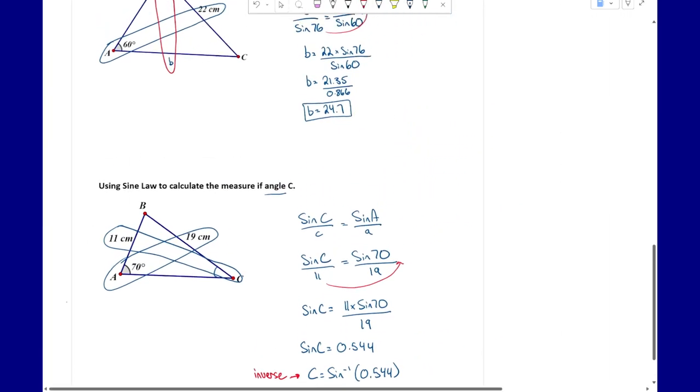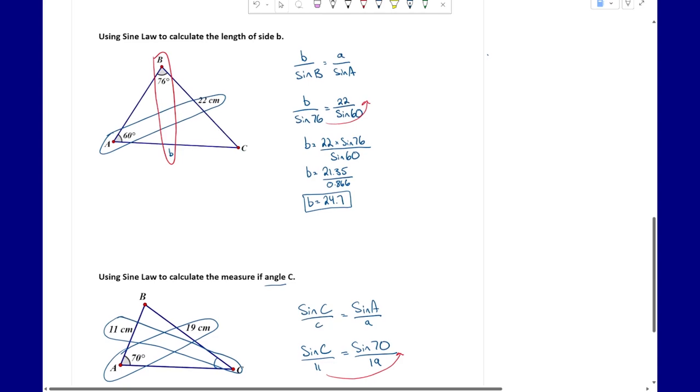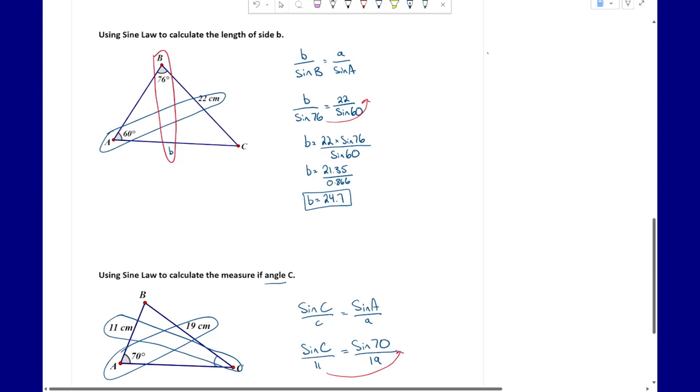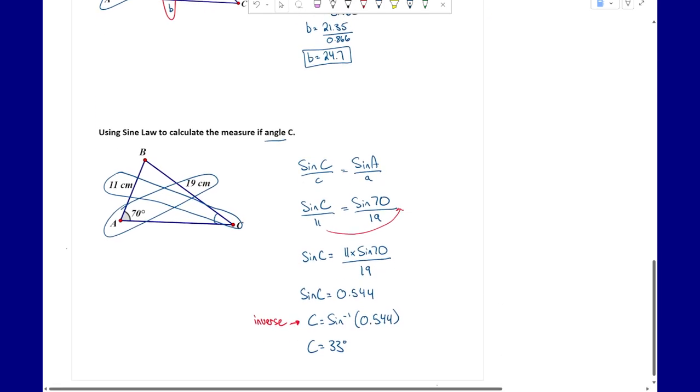So these are your two scenarios for sine law for non-right triangles. One, it's either finding a side length, right? Set it up so your side lengths are on top. Bring up the bottom from the missing piece and multiply and divide and do your calculations. For finding an angle, put your angles on top. Bring up the missing piece or the given information. Do a few calculations, but the main thing as well is the last step should be the inverse.